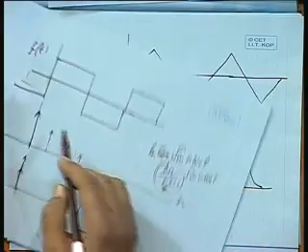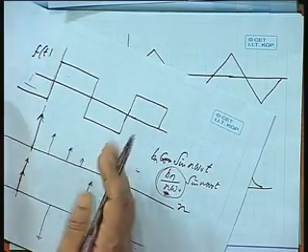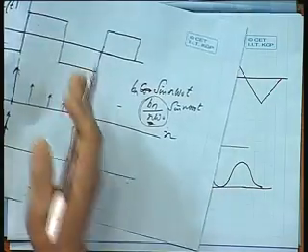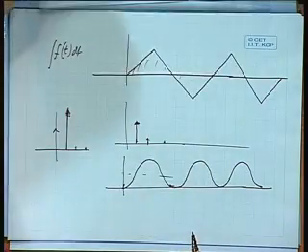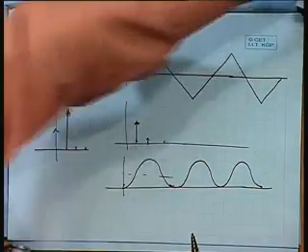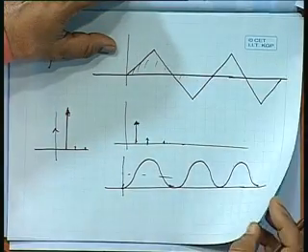So, as you keep on integrating, you have less number of harmonics. As you differentiate, you have more number of harmonics. That means the harmonics that we were earlier neglecting cannot be neglected as you go to derivative functions. This is very important.